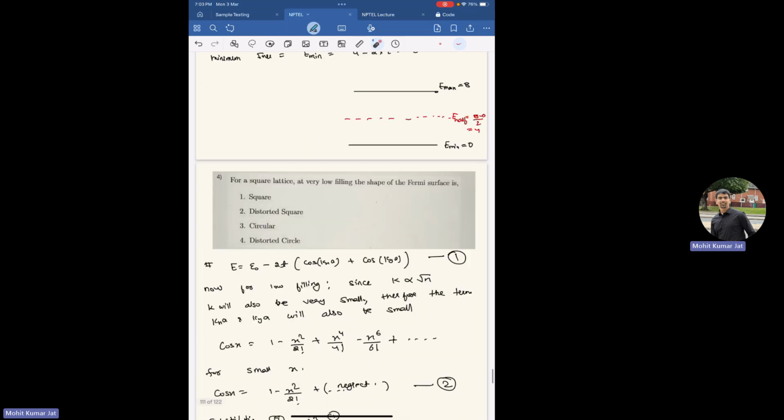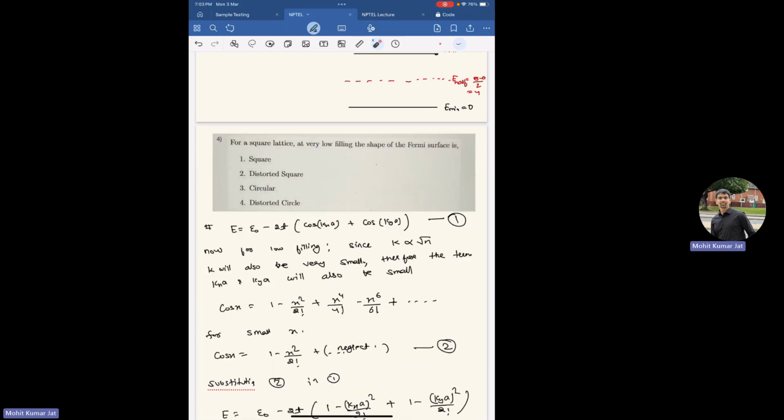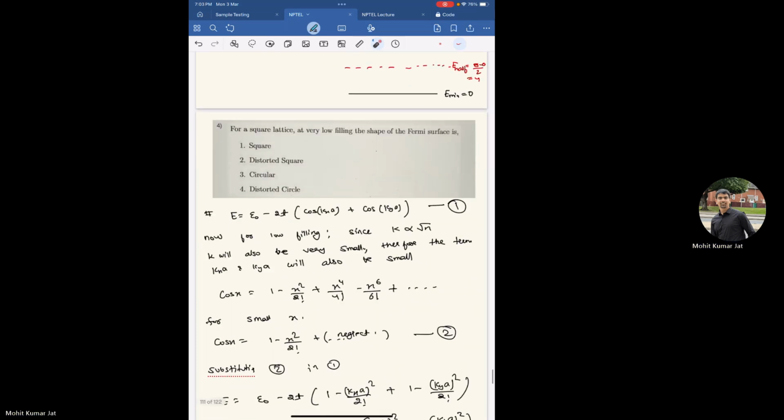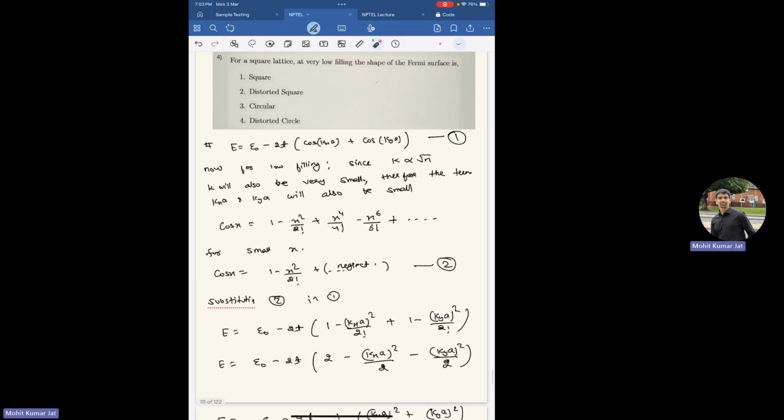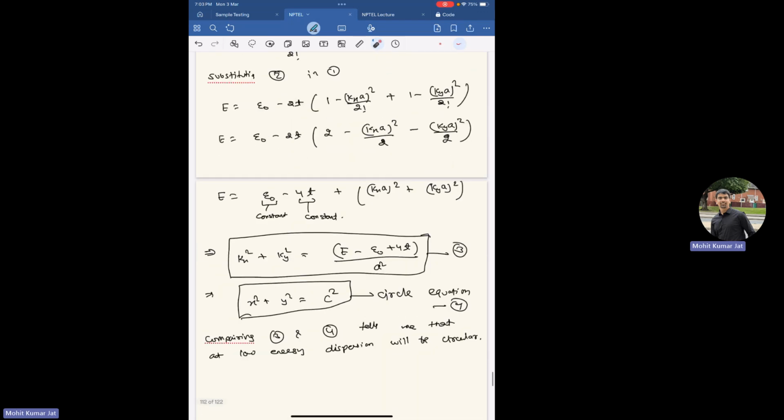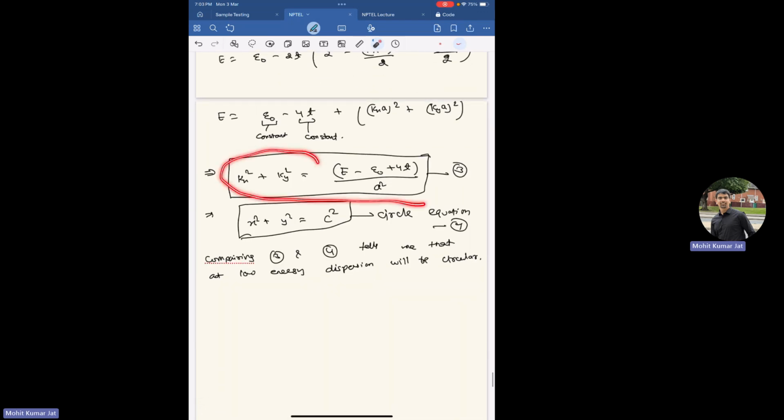Now moving on to the next question. For a square lattice at a very low filling, the shape of the Fermi surface is, so we take the energy relation up to the first hopping term, E equals 0 minus 2T times cos kxa plus cos kya. Then for small k, we write cos x equal to 1 minus x squared by 2 factorial, neglecting the higher order terms. We substitute it in equation number 1 for low fillings, and what we get is the equation of a circle at low energies.